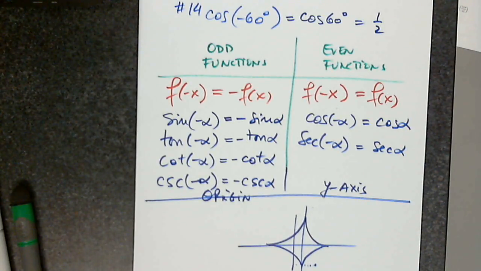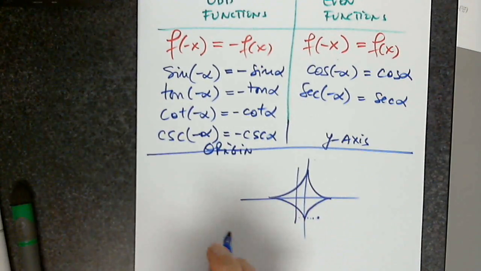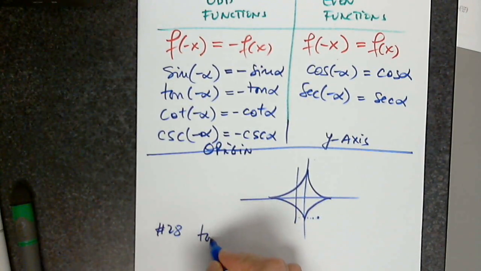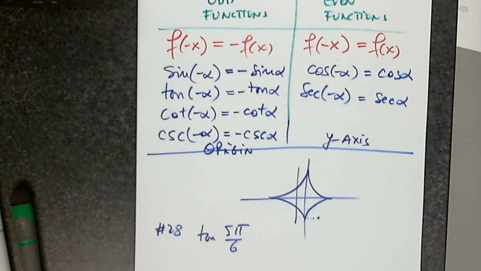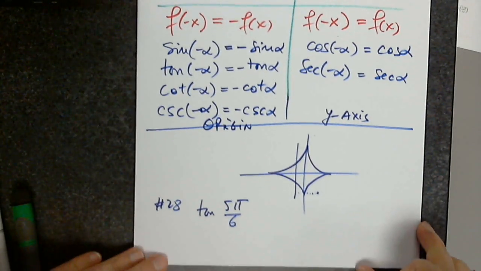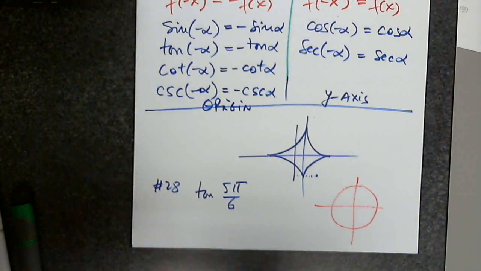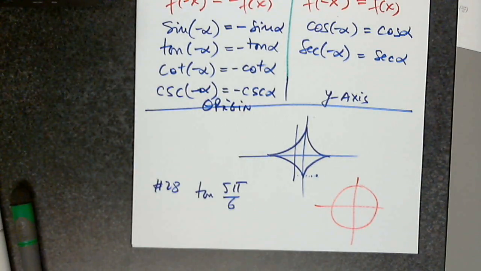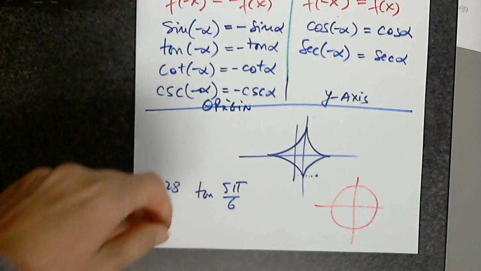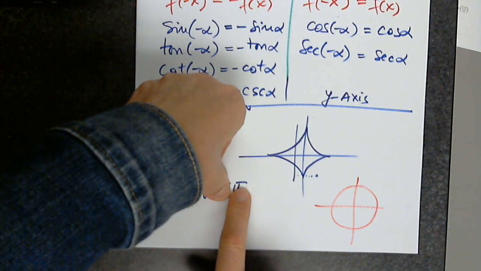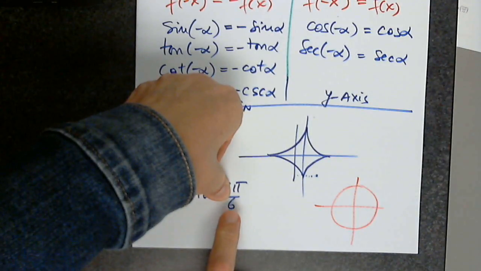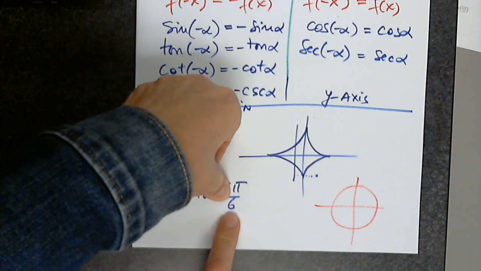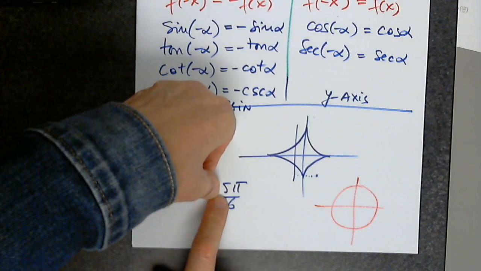Do I get to choose? Yeah. Okay, I would like to choose 28. Tangent 5 pi over 6. First of all, I have to look at the unit circle for several reasons. Number one, because I don't know where it ends. I don't know which sign it's going to have, because I don't know which quadrant has the terminal side. How much is pi over 6? The first one, the small angle, 30. How much is 30 times 5?